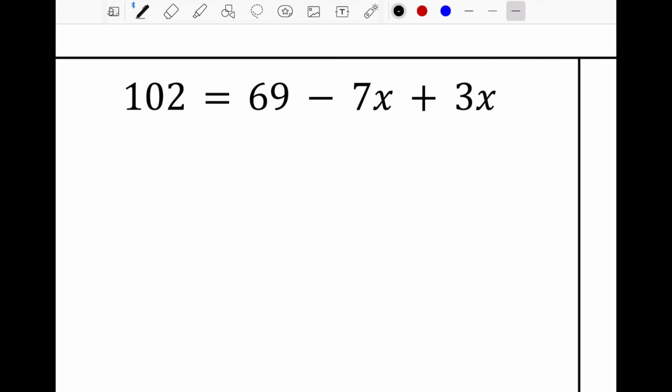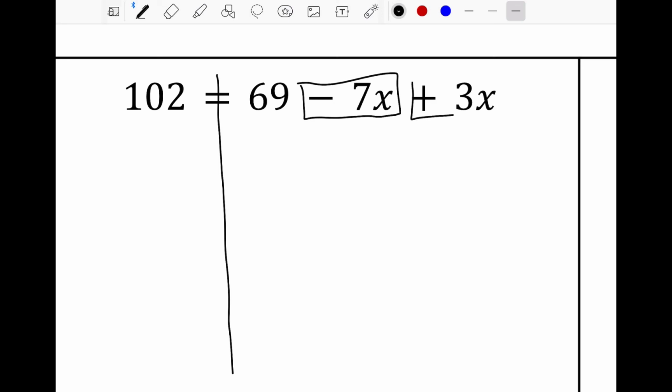Okay, last example. First thing I notice is my equal sign. So I'm going to divide it, put my line. Look at the front side of my equation, 102 by itself, nothing to combine with. Back side of my equation, what I should notice is I got a negative 7x and a positive 3x. So those are like terms. I can combine them.